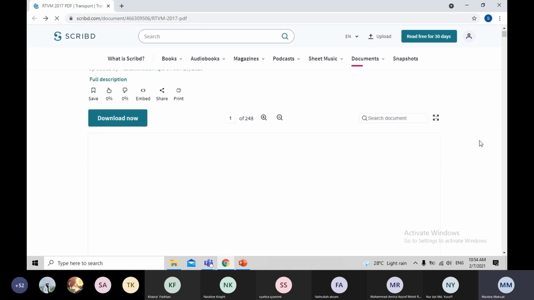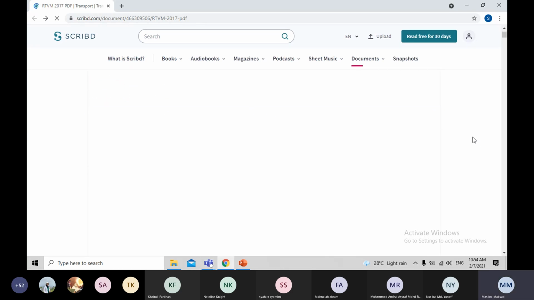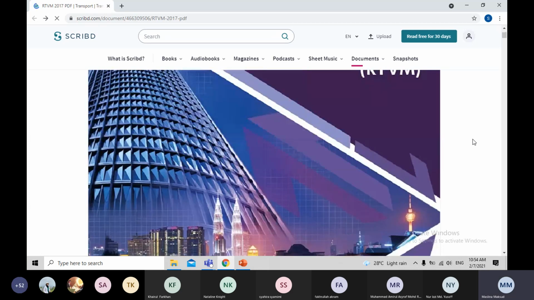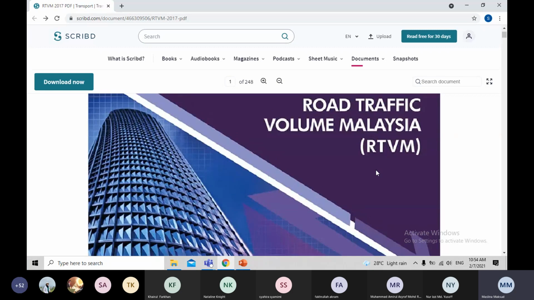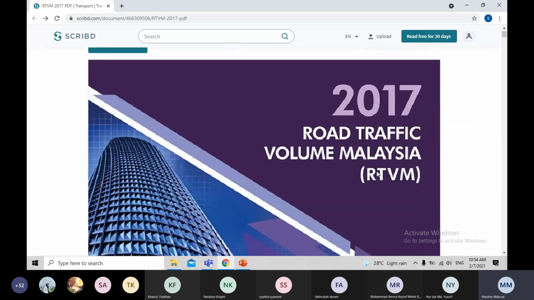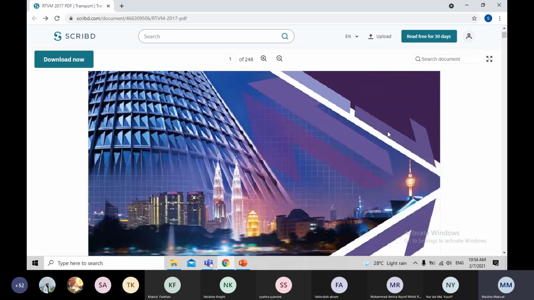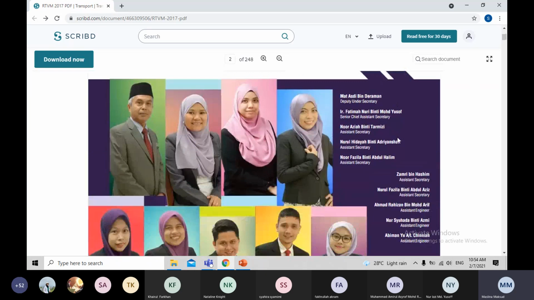Actually, I want to share the example of the RTBM. So this is the example of RTBM 2017. Usually, it's quite hard to get access to this RTBM, the road traffic management, because it is always updated every year, and to get access, sometimes we don't know the source, and sometimes we need to buy it from someone who can access this RTBM.